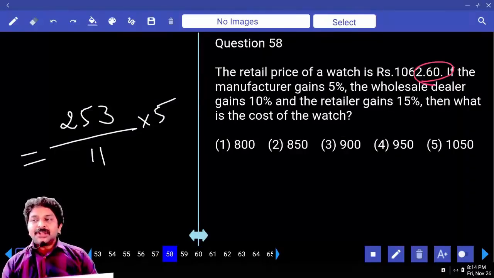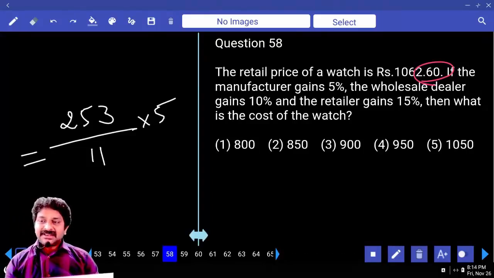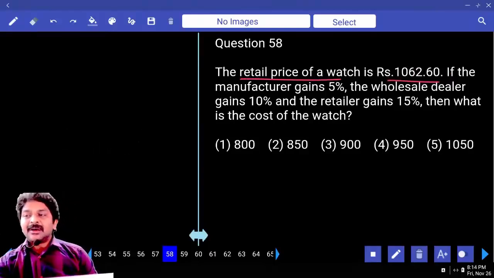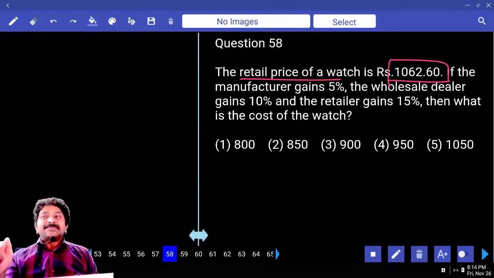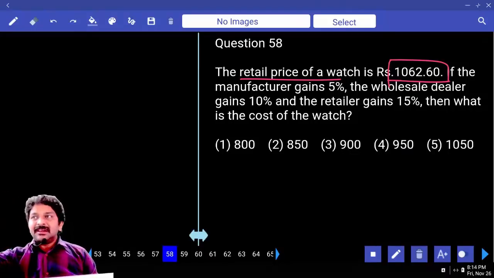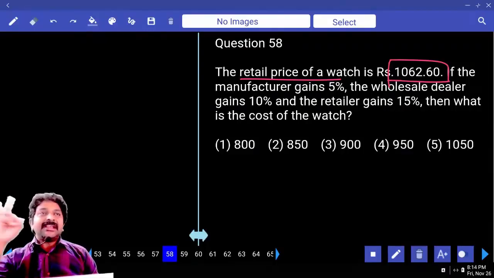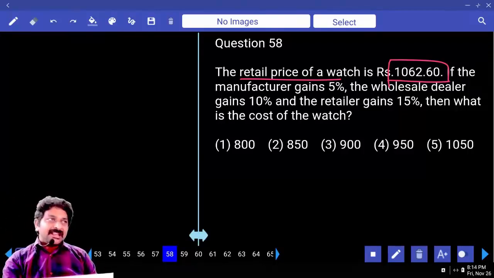The retail price of a watch is 1062.6. If the manufacturer gains 5% and the wholesale dealer gains 10% and the retailer gains 15%, then what is the cost price of the watch? Okay. Retail price in the sense final selling price. Am I right? Which is equal to 1062.6. This much price has come after getting profits in 3 different stages. Manufacturer will take his profit, and then retailer will take his profit, and also wholesale dealer also taking profit.